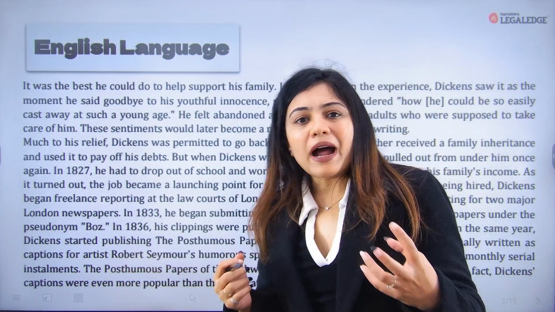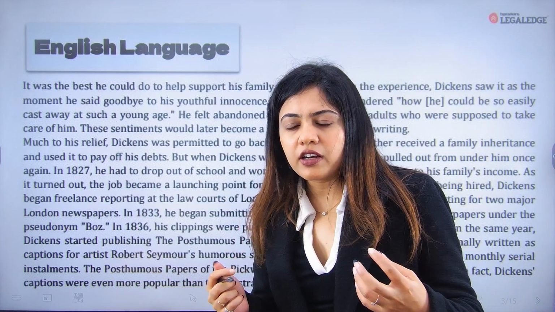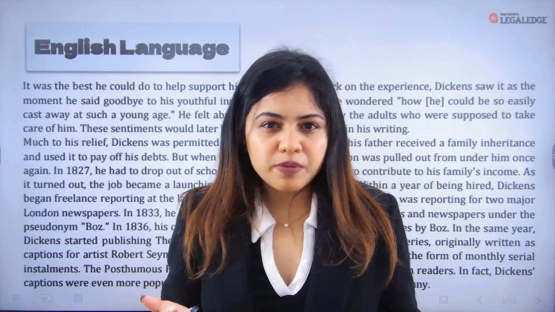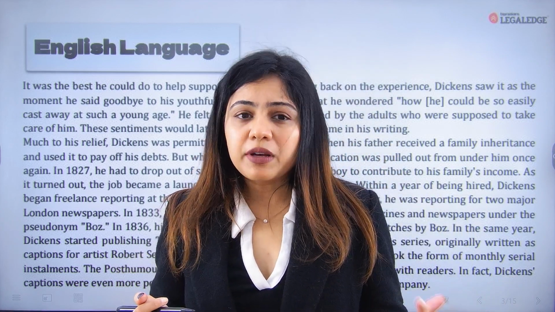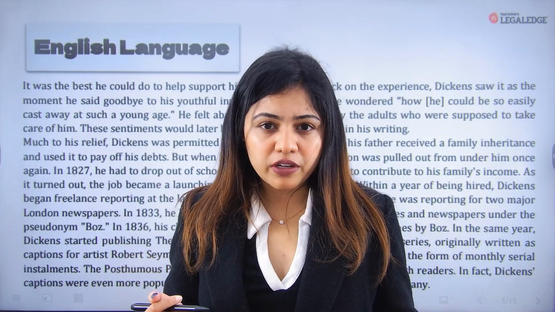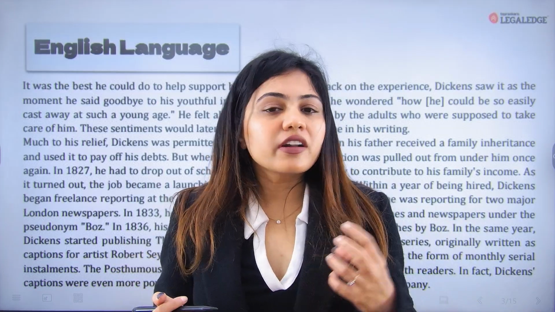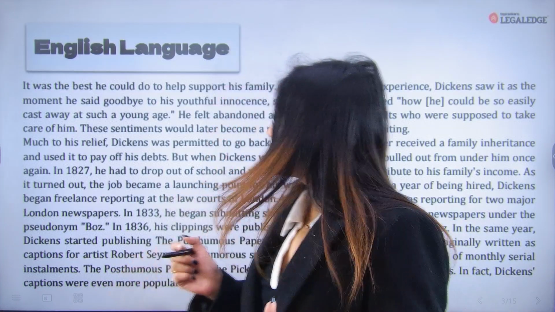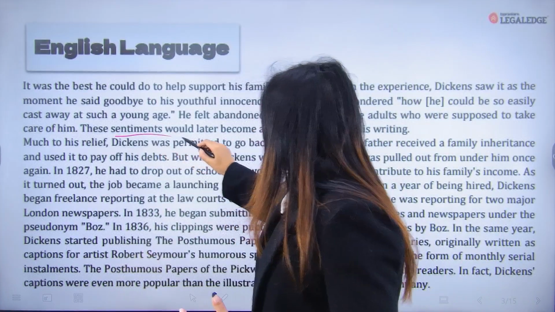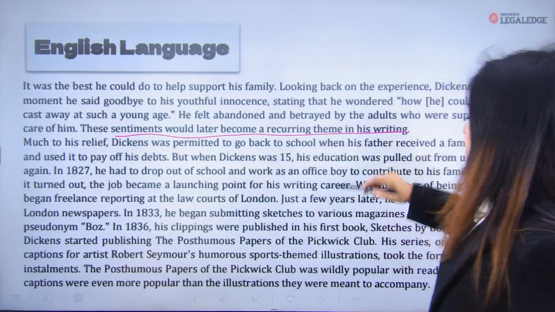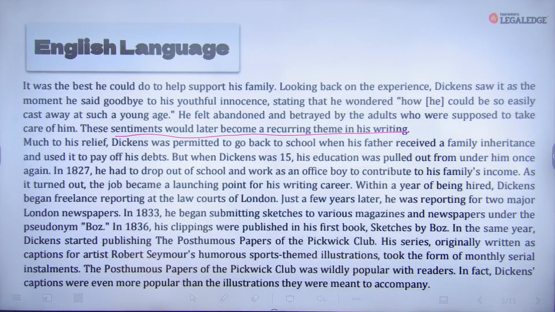Now, he felt abandoned. He felt as if the elders did not take responsibility the way they should have. And because of that, his innocence was stolen. So, this was kind of a recurring theme in many of his novels. So, as you can see, these sentiments would later become a recurring theme in his writing. Again, another one of the questions that they have asked. So, I would like to take you to that question.